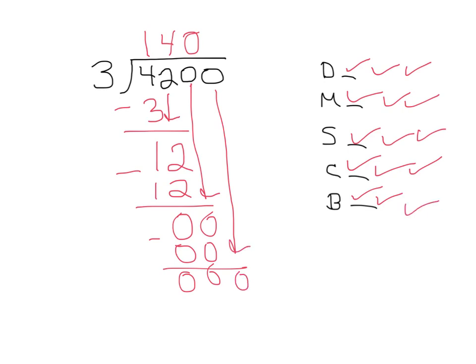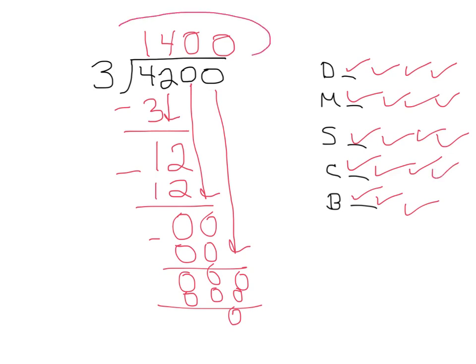Does 3 divide into 0? Yep, 0 times. And I multiply. 3 times 0 is 0. And now I subtract. 0 minus 0 is 0. I check, is 0 smaller than 3? Yep. And there's nothing left to bring down, so here's my answer. 1,400 there. See, I've got a digit on top of the 1s, on top of the 10s, and so on.